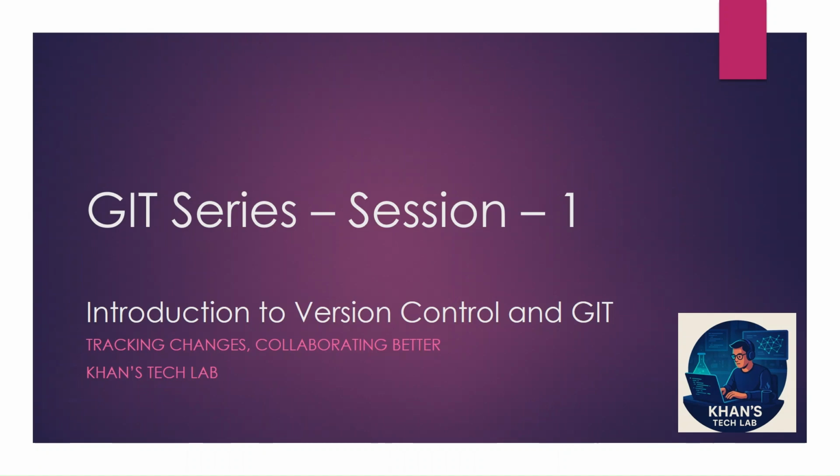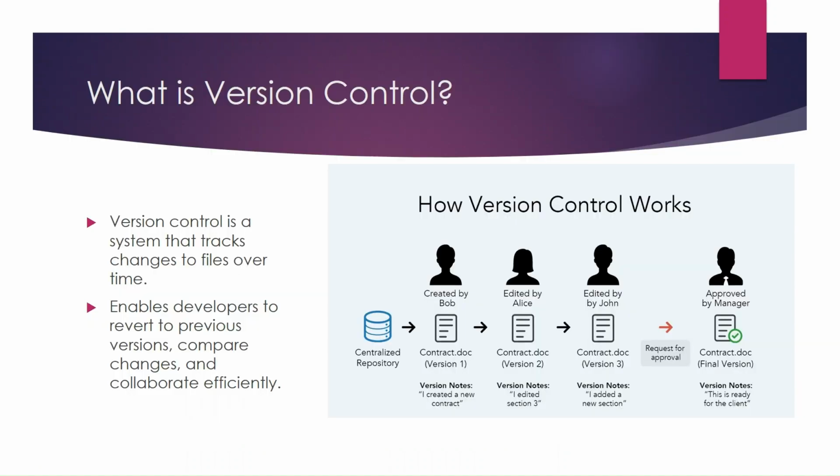So now let me show you with an example. As you can see here, if you read the actual definition, version control is a system that tracks changes to files over time. For example, you are a marketing executive and you are preparing documents for your clients or customers day in and day out.